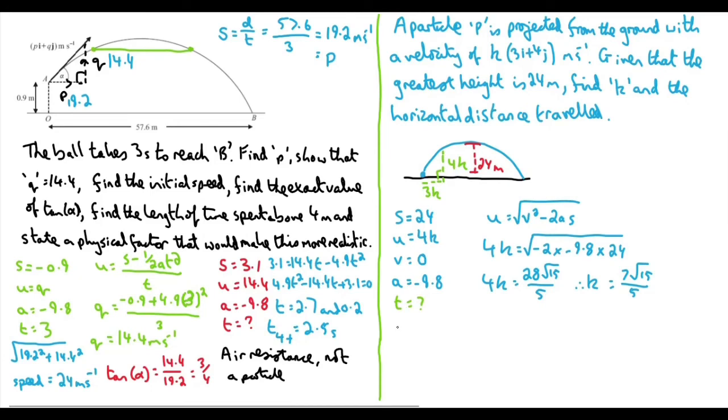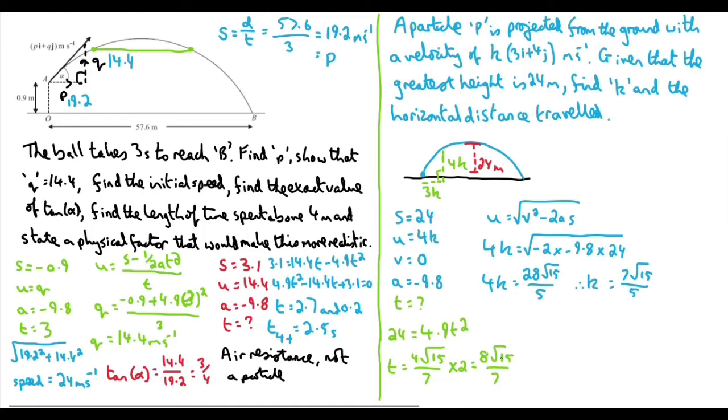So s equals vt minus half at squared. So the 24 equals, well, vt doesn't matter, we don't know what t is because v is 0. And then minus half at squared, or minus minus becomes a plus, so that becomes 4.9 t squared. Therefore, if you divide by the 4.9 and then square root, you end up with t being 4 root 15 over 7. Now, therefore, the time in total, which is going to be double that, we're going to get as 8 root 15 over 7.